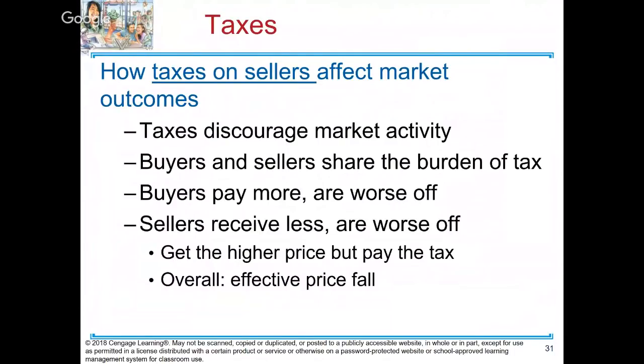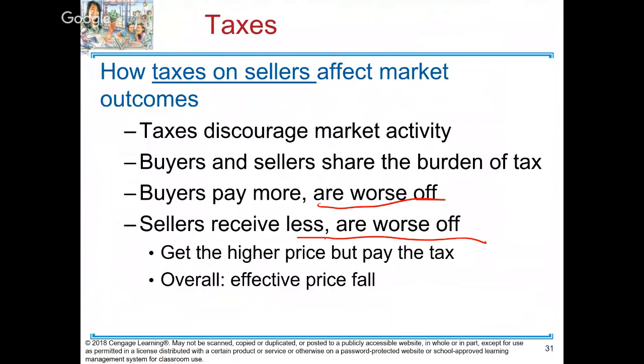When the buyer pays more, buyers are worse off. When the seller receives less, sellers are worse off. So the entire market is worse off. But who is better off? Well, the answer is government, because the government can now collect more revenue.